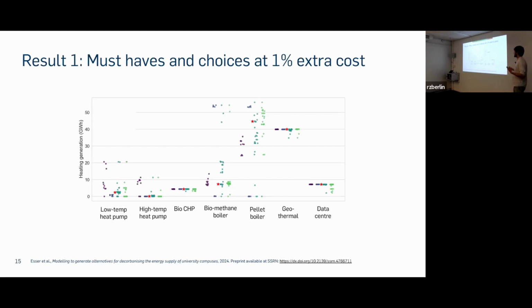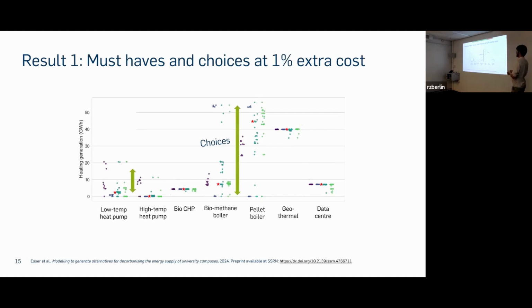From that, we see mainly two things. We see that some technologies are used significantly in every alternative that exists. So these are must-have features. We have to use these if we want to decarbonize within this 1% limit. But for other technologies, we have a rather broad range of choices. We can use them quite a lot, or we can avoid them completely. And that's really a large room of choices that decision makers have.